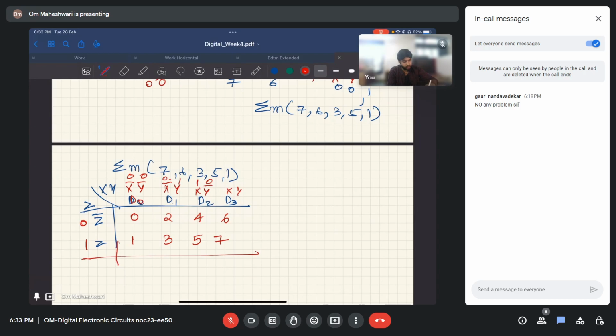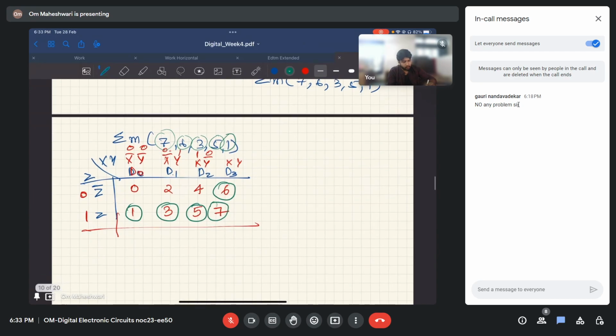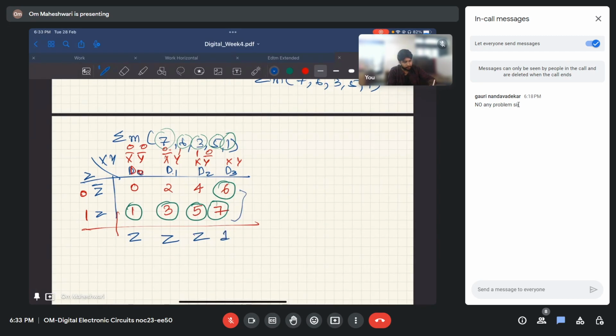And now out of these we have 1, 5, 3, 6, 7. So we'll encircle them: 1, 5, 3, 6, and 7. So this will give us the outputs that we have to give. At D0 we have to give Z, D1 we have to give Z, D2 we have to give Z, and D3 we have to give both Z plus Z bar, that is 1.